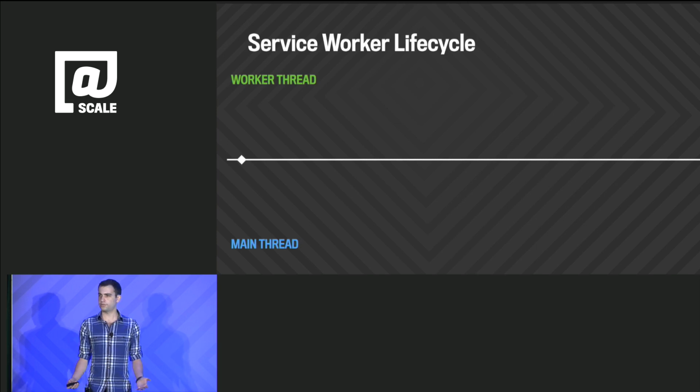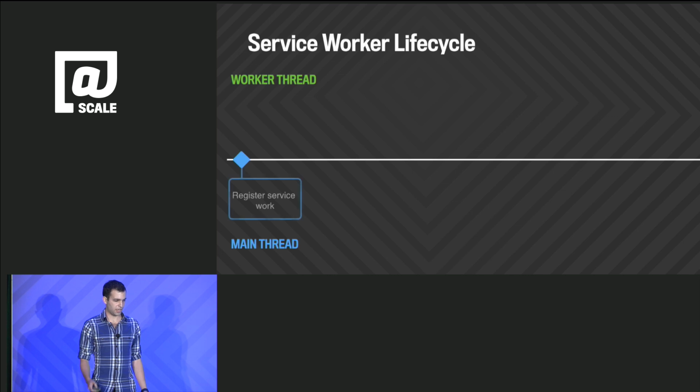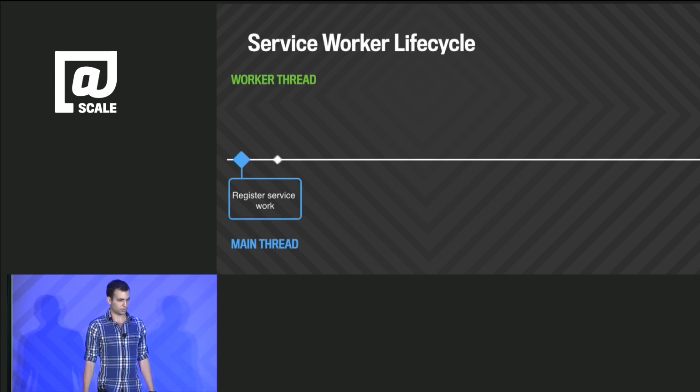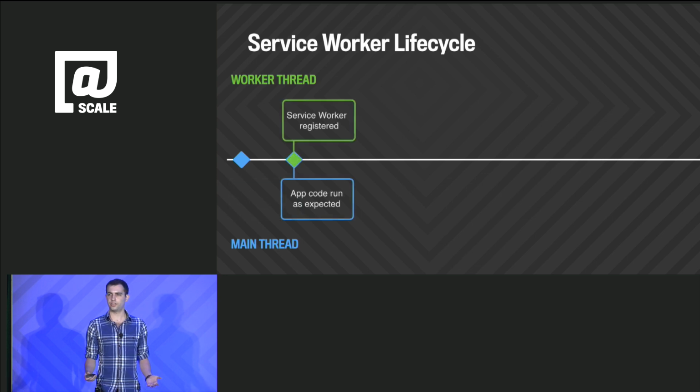So to install a service worker, the main web page thread has to do some work. It has to say, hey, register the service worker. And then after that, it keeps running normally, and all the work is done in a separate thread. So the performance impact on your main web page is very minimal.